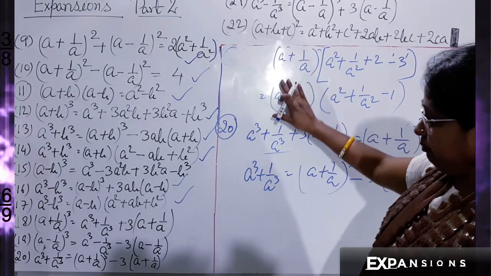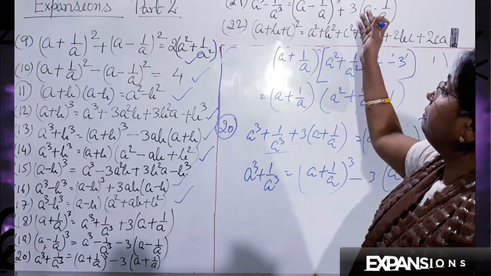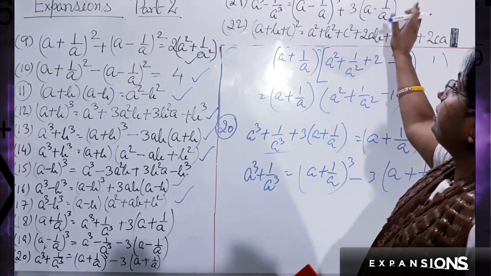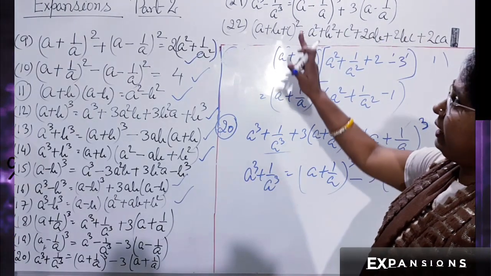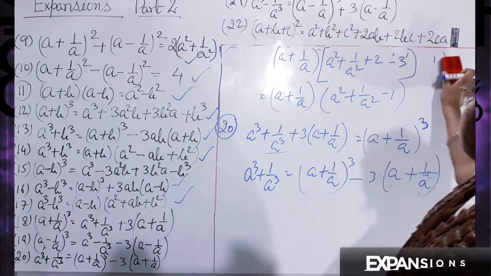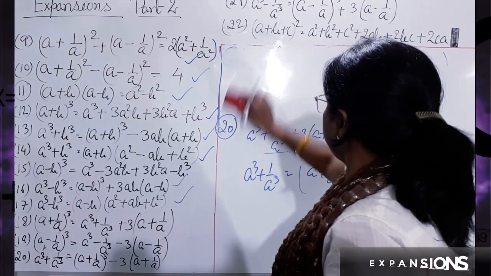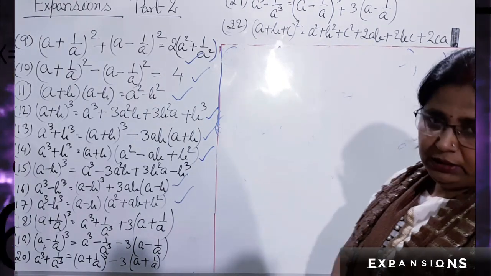Same type, like a positive number, we can multiply negative variables and get this expansion. In this way 19 and 21 also we can get. Now last one is 22. Last one is 22. 22 also simple multiplication, algebraic multiplication.